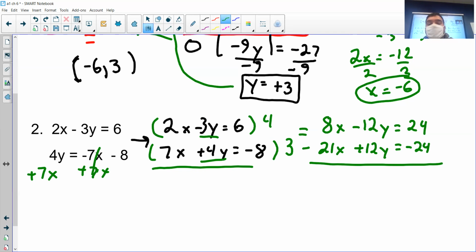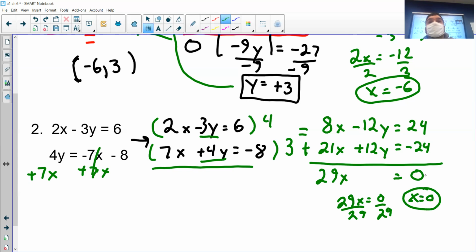Yeah, so they match. So now I'm going to do a big positive plus, okay? So I'm going to add down. 8 plus 21, 29x. Negative 12 plus 12, 0. And then 24 plus negative 24, also 0. So we have 29x equals 0. Divide 29 on both sides. Lucky for us, 0 divided by whatever number is always 0. So x equals 0.